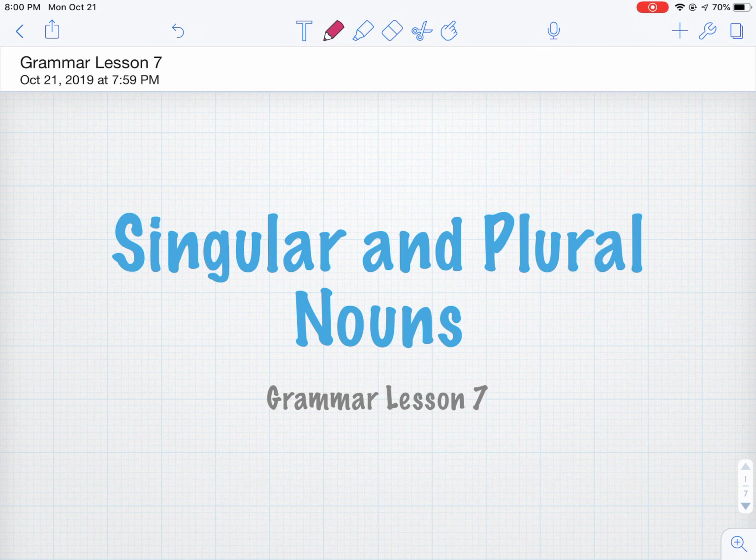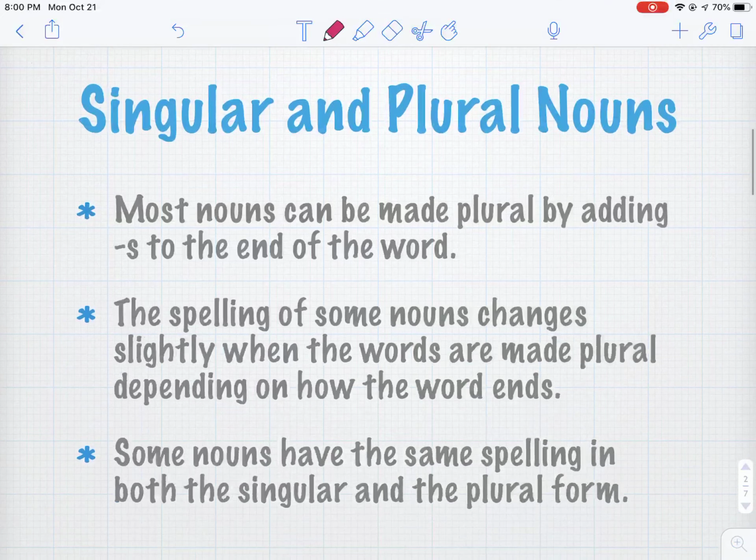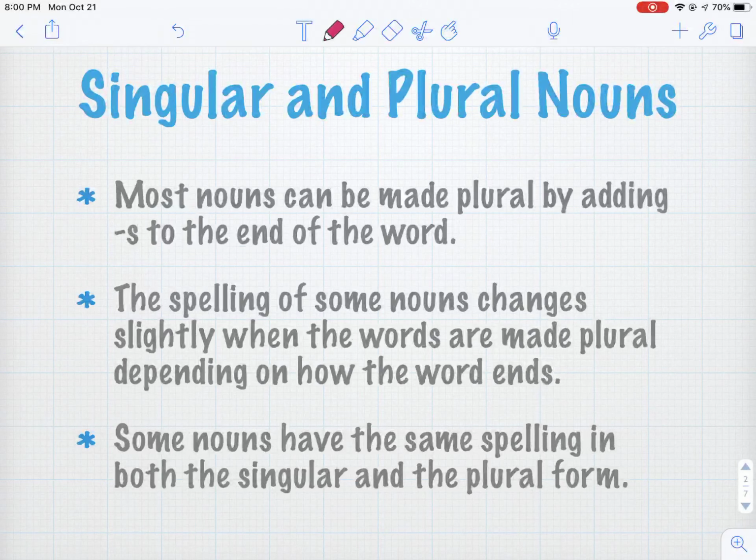Okay, guys, so the grammar lesson for today is going to be about singular and plural nouns. So we know a lot about singular and plural. Obviously, we know singular is one object and plural is more than one.